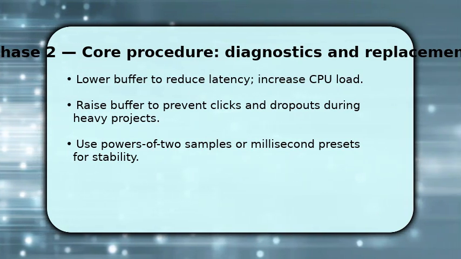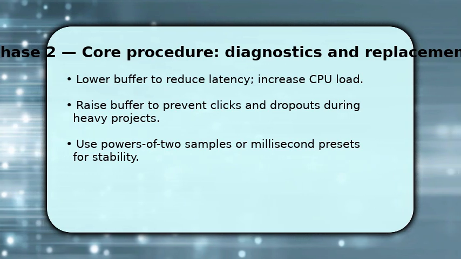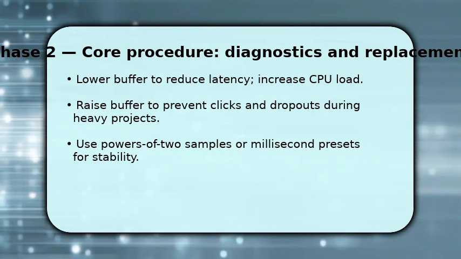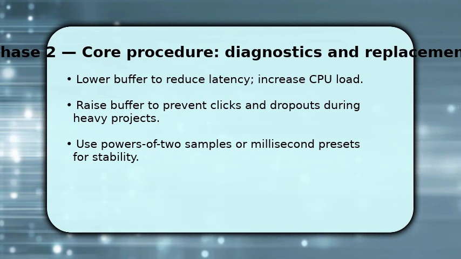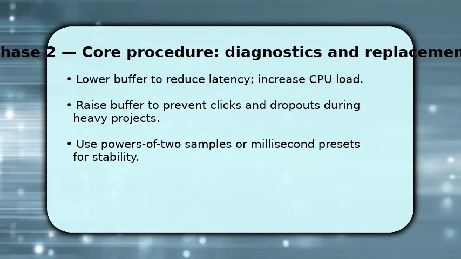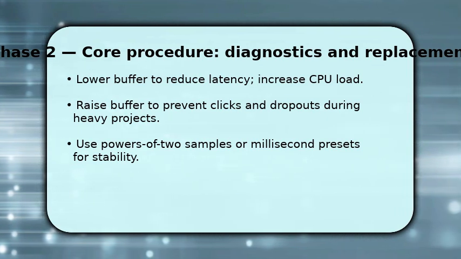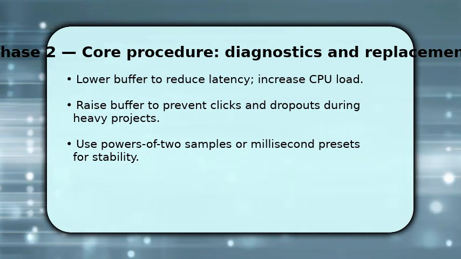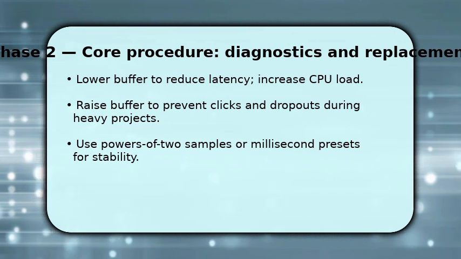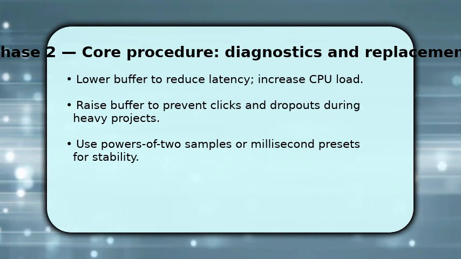If you hear clicks or dropouts, increase the buffer until the audio is stable, because larger buffers give the engine more time to process. Also try powers of 2 sample sizes or millisecond presets for predictable scheduling. Once you find a sweet spot, test with playback and record arm tracks to verify performance.